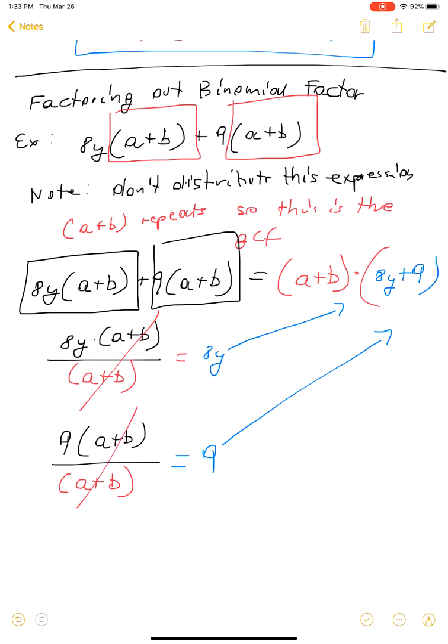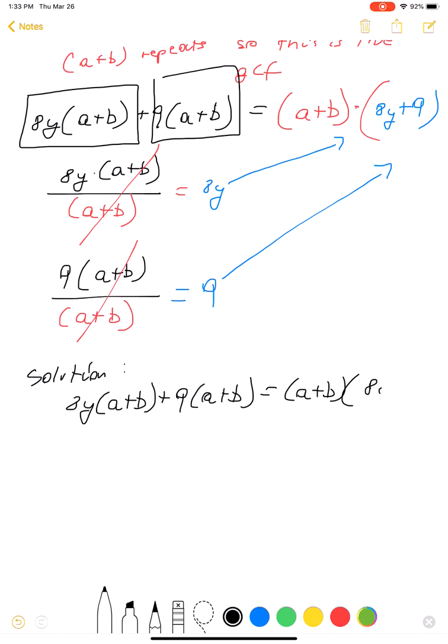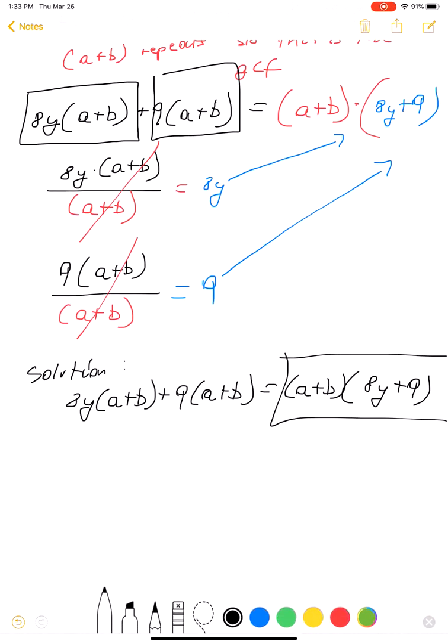Okay, so the final answer. The final solution: 8y times (a plus b) plus 9 times (a plus b) is the same as (a plus b) times (8y plus 9). Of course, for homework or a test, you don't need to show all that work, okay? Okay, let's do one more example like this, and we will be done.